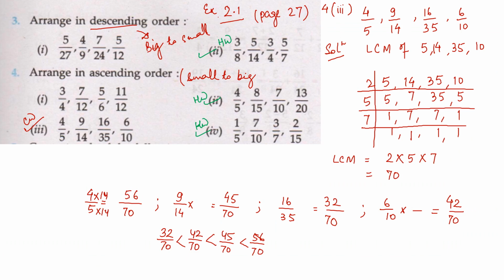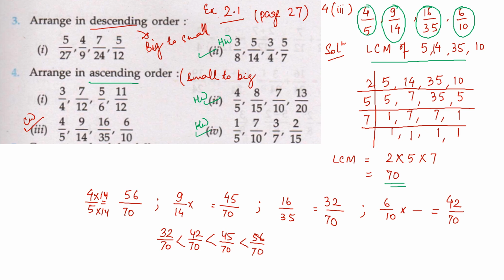Moving on to exercise now. So the questions, homeworks, classwork, everything is marked there. We will do only one question from the ascending order, as ascending is explained just now. Third part from question number 4. The fractions given are 4 by 5, 9 by 14, 16 by 35 and 6 by 10. What we will do first? First we will find the LCM. LCM of 5, 14, 35 and 10 is 70.